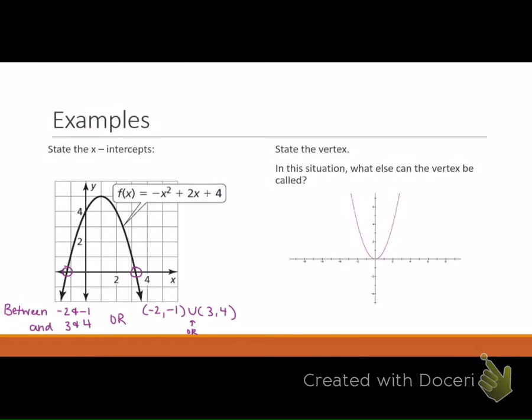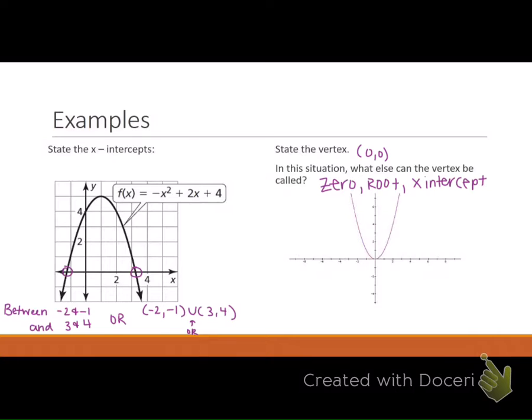There's one more, so I might as well. Okay, so this one tells you to state the vertex. So Alyssa, what is my vertex of this graph here? What can we also call the vertex in this situation? Zero. It's a zero, or a root, or an x-intercept. They're all of those things.